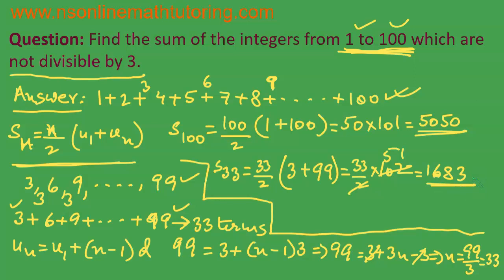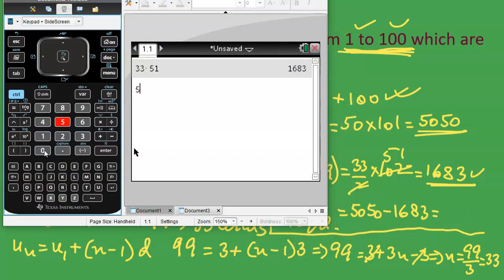So if we subtract this 1683 from 5050, we will get the summation of all the integers from 1 to 100 which are not divisible by 3. So the required sum is equal to 5050 minus 1683, which is equal to 3367.